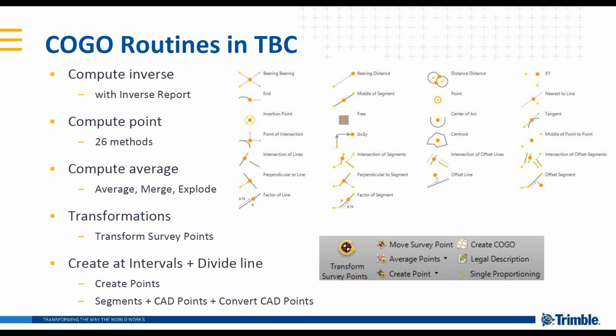Go through some computing average routines with some average merging and exploding of survey points. Then showing you the transformation routine, both on the COGO survey point side and potentially the CAD side with moving and translating and rotating objects. And then talk about the creating at intervals command and the relatively new divide line command in TBC.